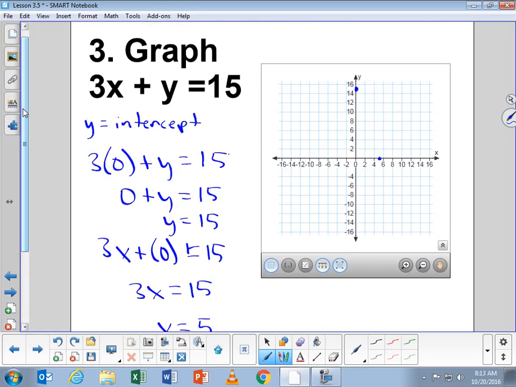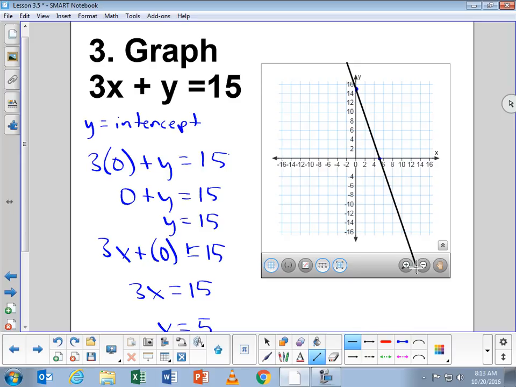So I get that one there. Look at us being all smart. And then, if I draw my line through there, 46. I get that line right there. Okay?